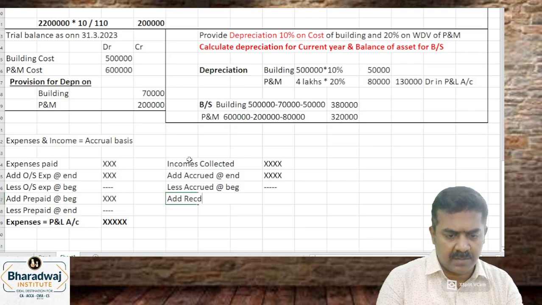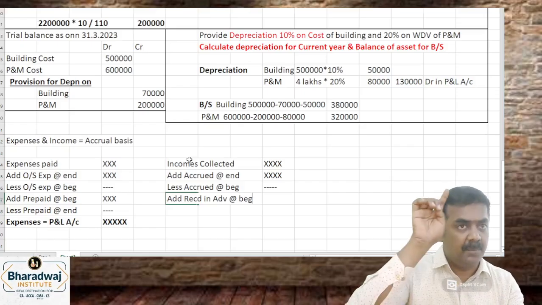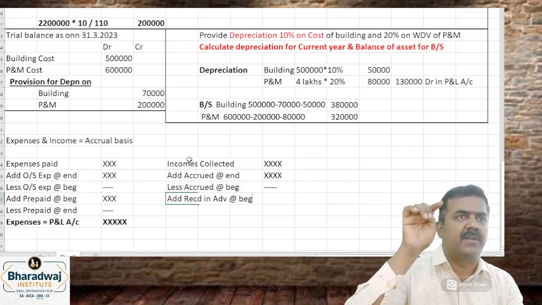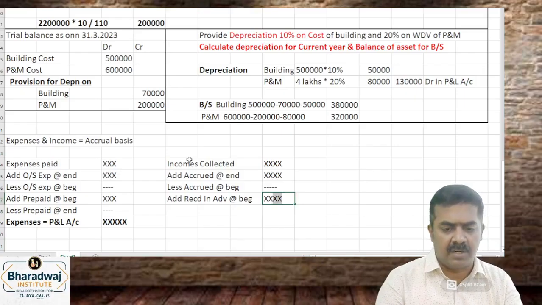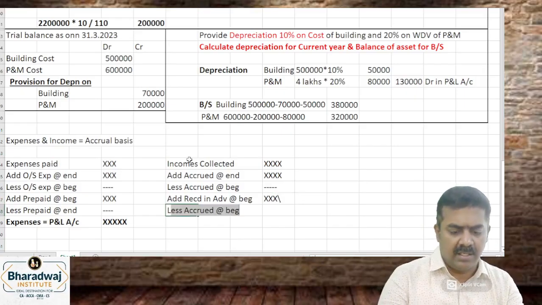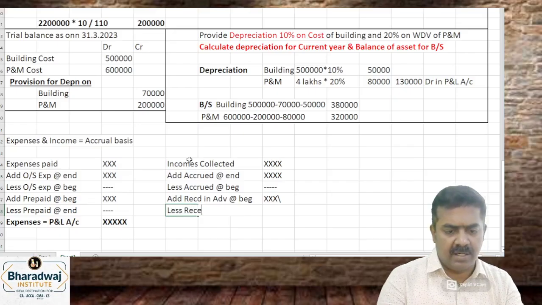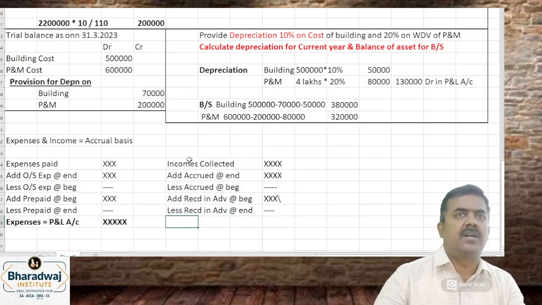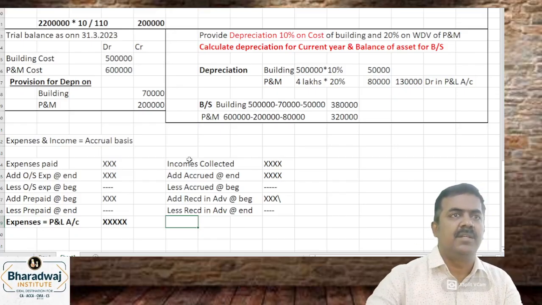Add received in advance at the beginning of the year. At the beginning of the year, we received in advance for which year? Current year. Last year itself, we got it for the current year. Less received in advance at the end of the year. Why? Because it belongs to which year? Next year. Advance received at the end of the year belongs to next year.